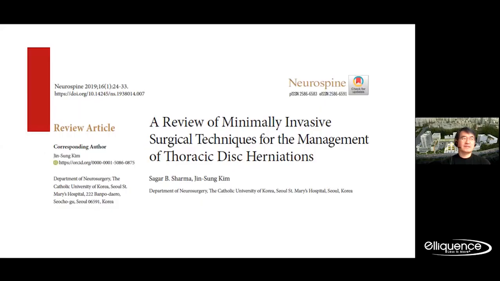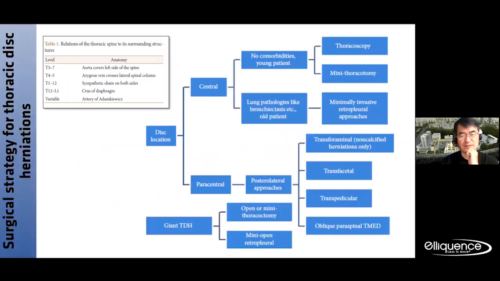So I have published this kind of brief review article. It's not a systematic review. It looks like a narrative review because the evidence for thoracic spine surgery still lacks. There are not many publications about MIS for the treatment of thoracic disc herniation. So based on the evidence I have, I drew this kind of strategy for treatment of disc herniation.